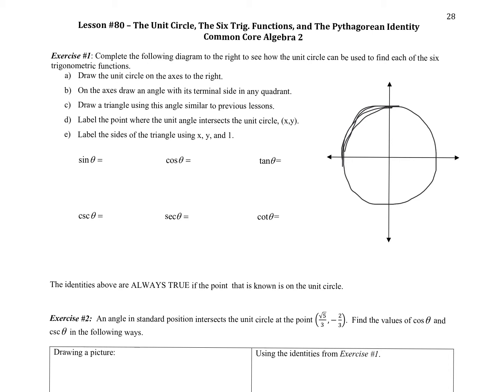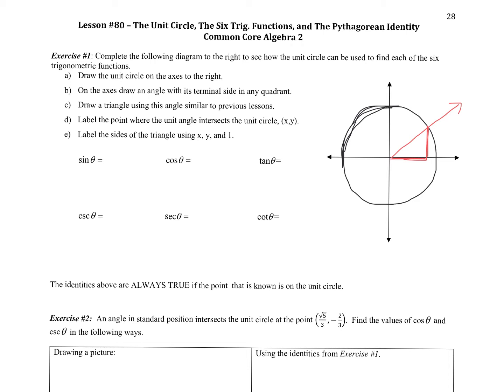Okay, so now on the axes, draw an angle with its terminal side in any quadrant. So I'm just going to draw it in the first quadrant. It works wherever. And we're going to do what we've done a few times before. We're going to draw a triangle using this angle, similar to previous lessons. So here's our triangle.